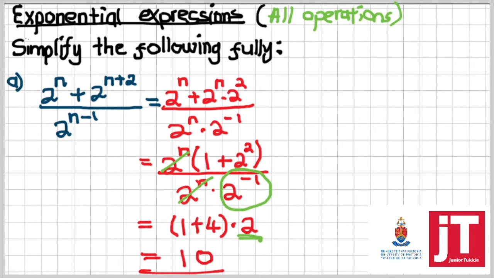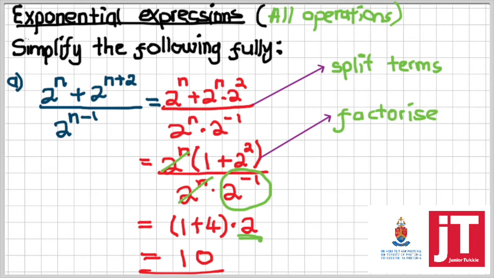But to give you a summary of the steps that we undertook to simplify this, the first step involved splitting of the terms. The second step involved factorizing. The last step involved simplifying.